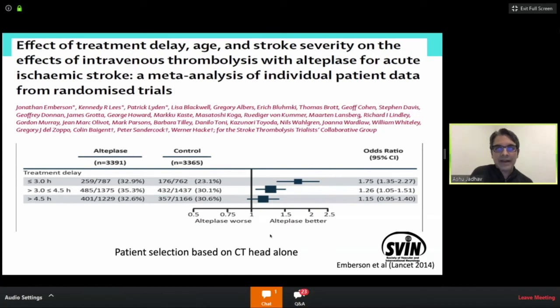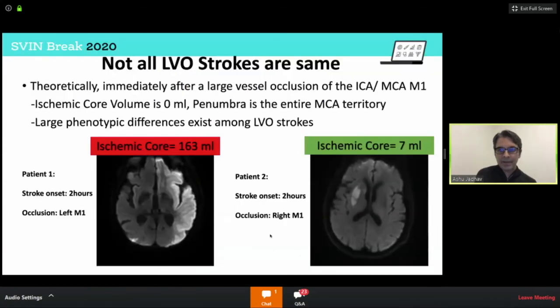The concept of time and reperfusion therapy has been long appreciated. This is from thrombolysis data, so from pooled analysis of alteplase receiving patients. And what we can see is that the sooner you treat someone, that is, if you treat patients within 3 hours versus 3 to 4.5 hours, or beyond 4.5 hours, there is a decrease in the odds ratio of benefit of alteplase over placebo. And these are, again, patients selected based on head CT.